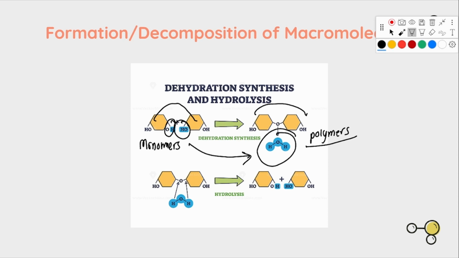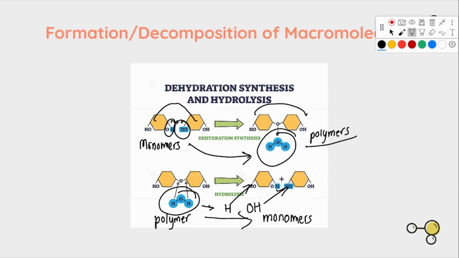Molecules are broken down in the opposite manner in a process known as hydrolysis. In hydrolysis, the polymer will break down into its constituent monomers after water is added. More specifically, the water molecule is broken down into a hydrogen atom and a hydroxide, thus going to the two monomers.